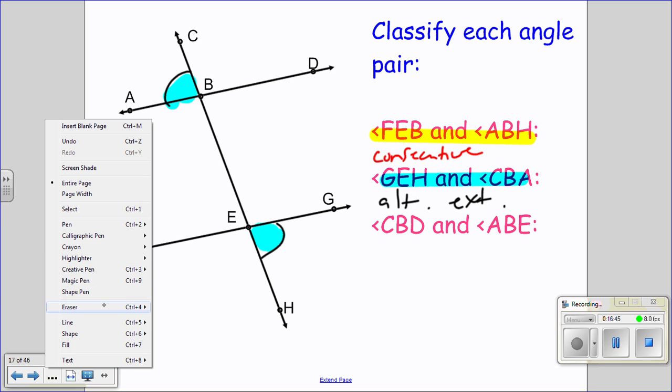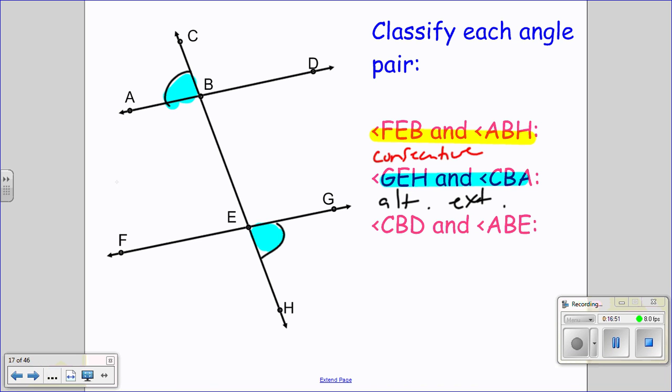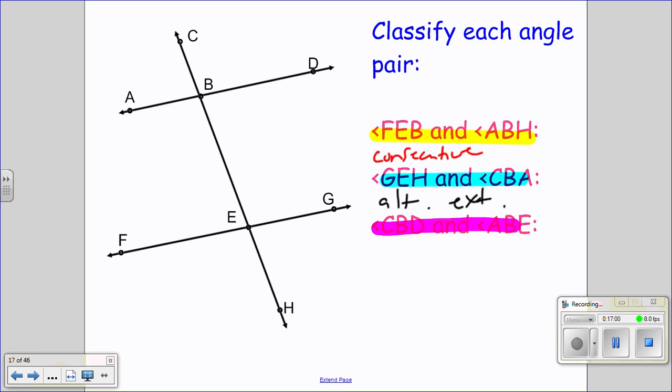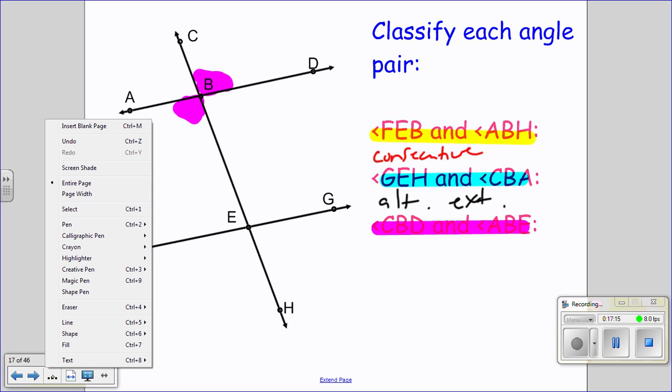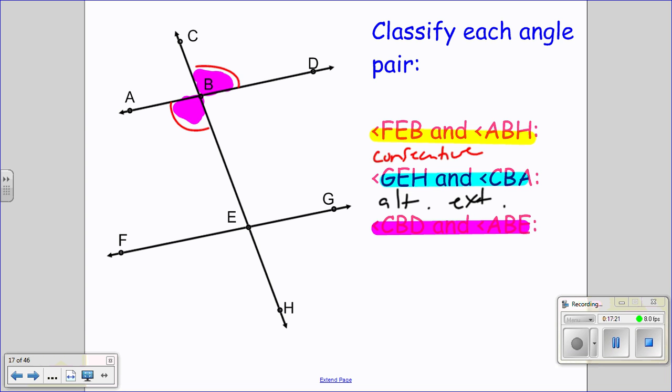And then the last pair, CBD and ABE. CBD would be this angle here. ABE is this angle here. So those only share a vertex and they're kissing angles, forming a perfect X, so that means they're vertical.